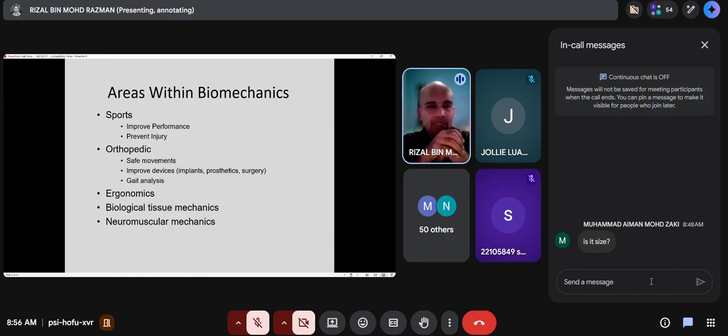So areas within biomechanics: it exists in sports, as I mentioned just now, to improve performance, to prevent injury, and for teaching and learning of new skills. In orthopedics, under medicine, this is where biomechanics plays the biggest role: safe movements, improved devices, implants, prosthetics, surgery.